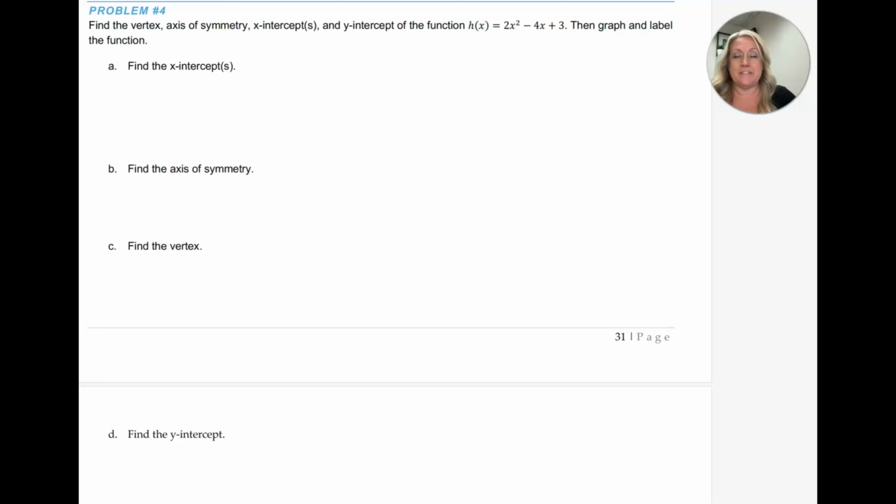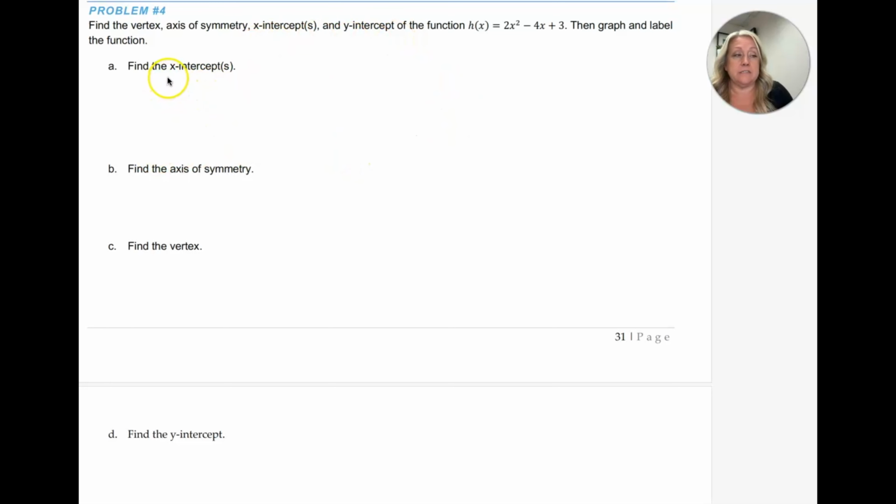Welcome back. We are continuing in 3.6 where we're talking about quadratic functions in general form. This is going to be another example where we're finding the vertex, the axis of symmetry, x-intercepts and y-intercepts. And remember, we're trying to find these things so that we can graph the function.